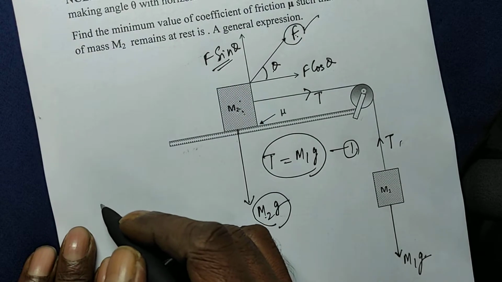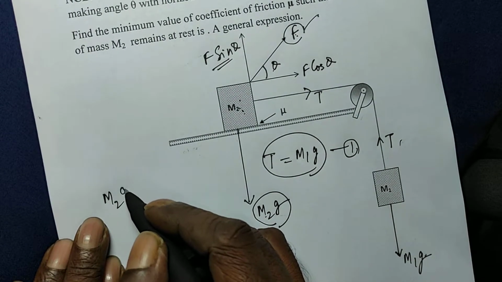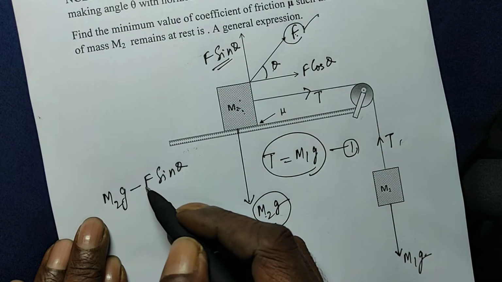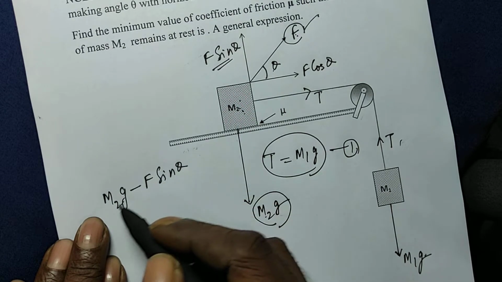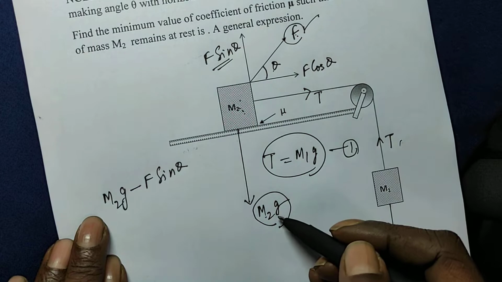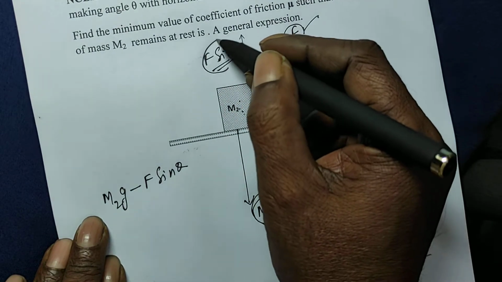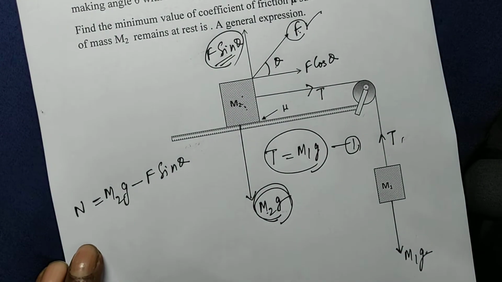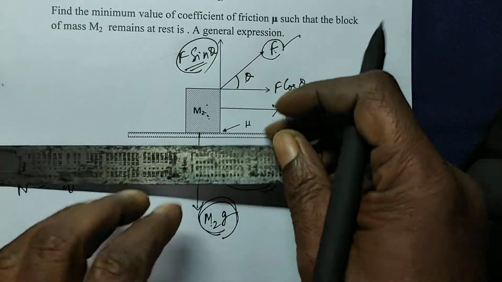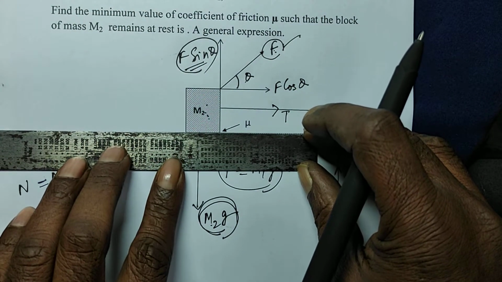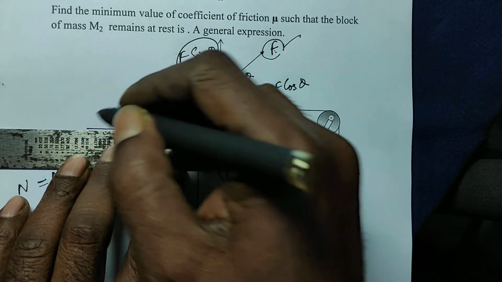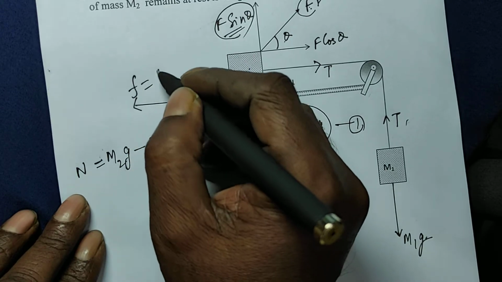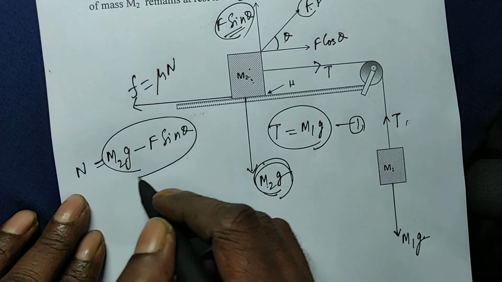So your action force is equal to now m2g minus F sin theta. Why m2g minus F sin theta? Why not F sin theta minus m2g? Because it is resting on the surface. So this is more than this. So your normal reaction will be the same thing as that. So now the force of friction trying to oppose the motion of M2 is towards left. Your force of friction will be equal to mu times the normal reaction.